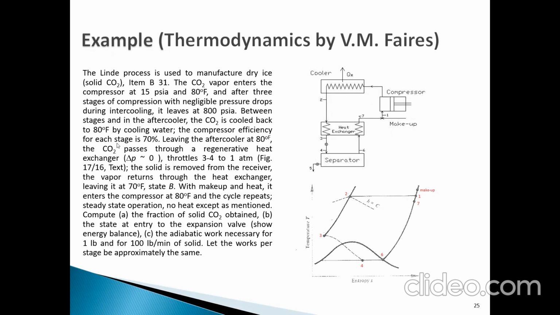So, this is now a linear process. So, ang compressor efficiency is 70%. So, sa loob na ng compressor yan. Throttling, 3 to 4. Sa heat exchanger, delta P is approximately 0. So, walang pressure drop dyan. So, 3 to 4 is to 1 atmosphere.